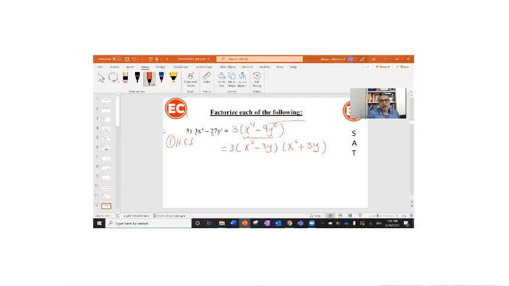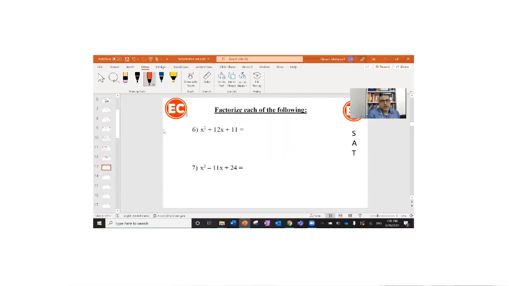Why? Because 9 is 3 by 3. Y squared, y times y. X power 4 is x squared times x squared. And notice that this one is not a difference of 2 squares. So I'm going to keep the answer like this.